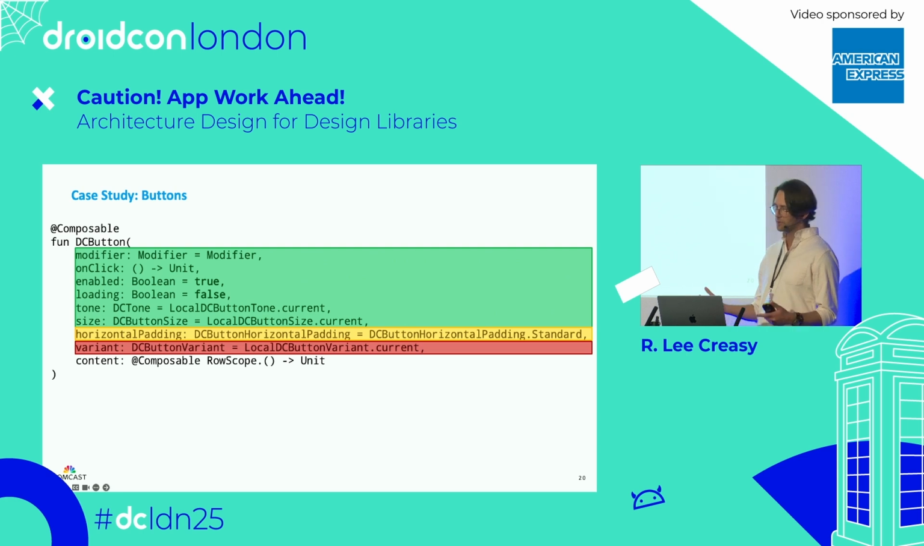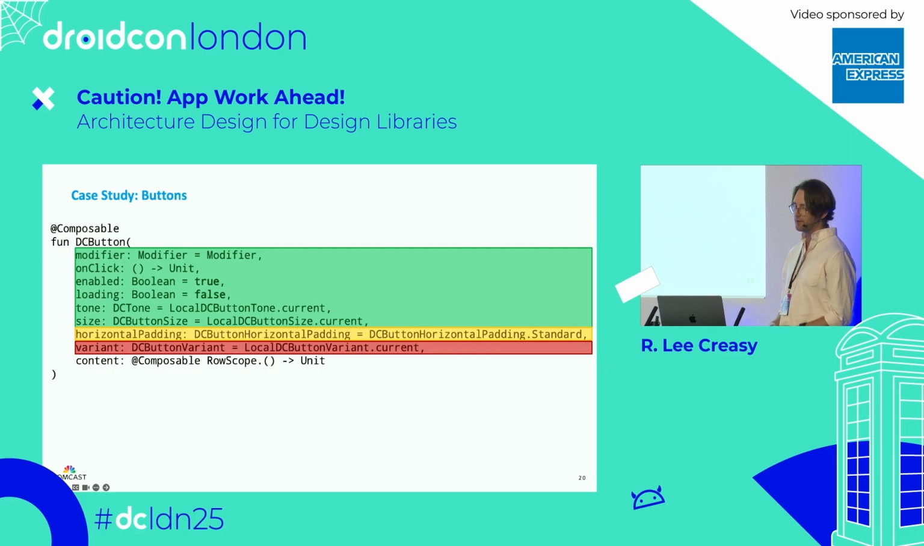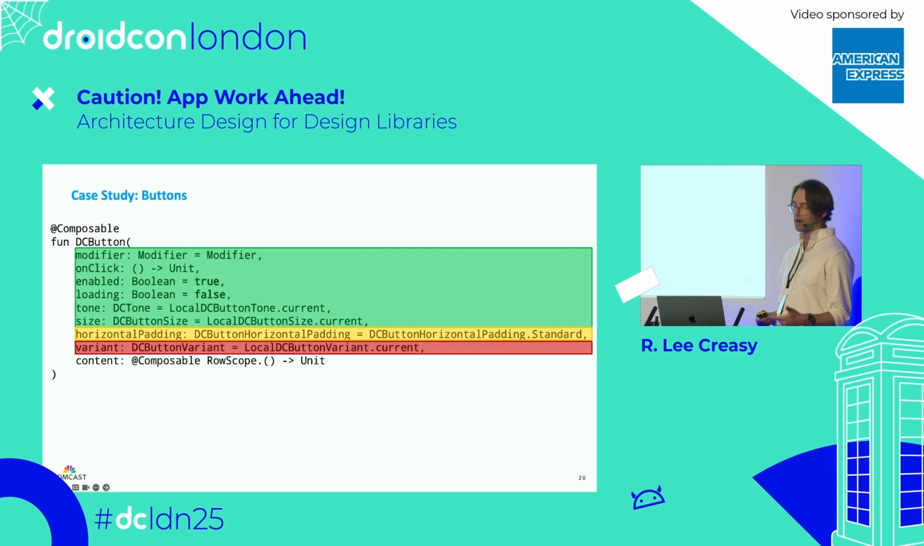So here we'll jump into a recent case study for us, buttons. Buttons were our first addition to our shiny new Compose library, and here's an example of what that API looked like. In general, this is a standard button, right? The API fits over top of Material's button, and it has a modifier, a click listener, and all the things that style the button and populate it with content. But highlighted in red is the real big problem here.